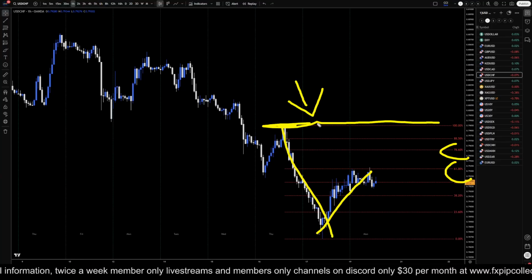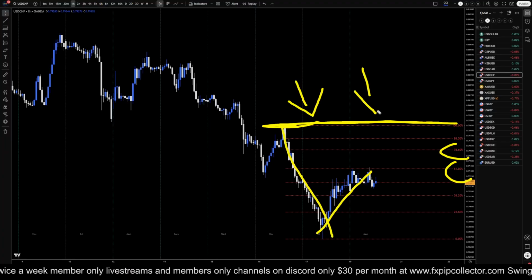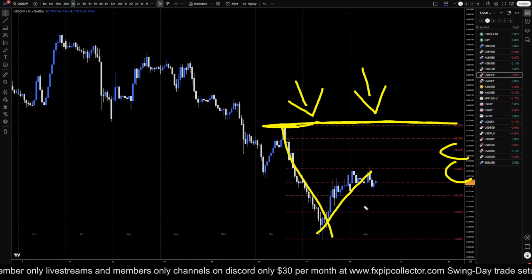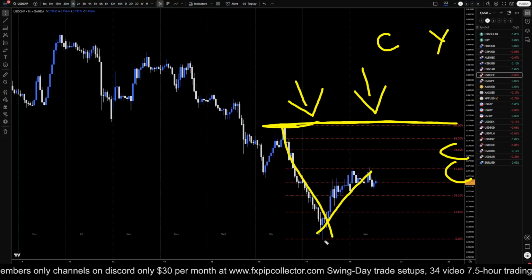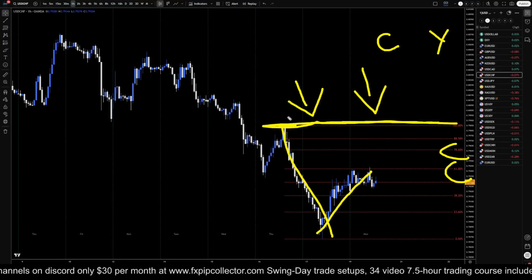On the other hand, if it keeps working its way up and it gives us a break of structure to the upside, that should tell us or confirm to us that we're going up for the wave C of wave Y, like I was showing on the daily time frame.